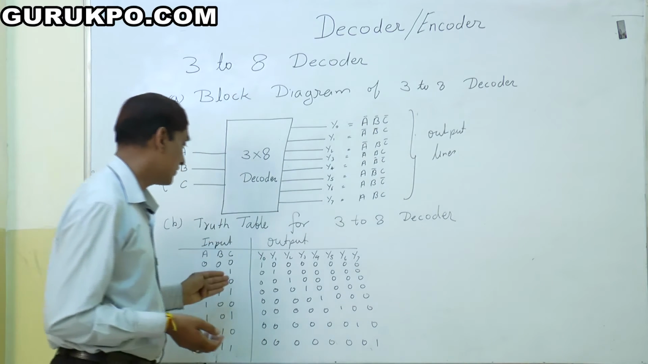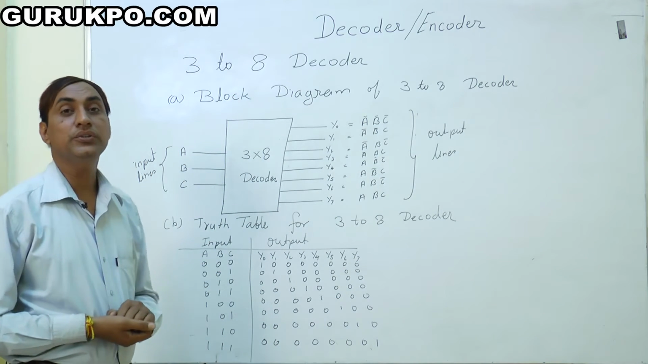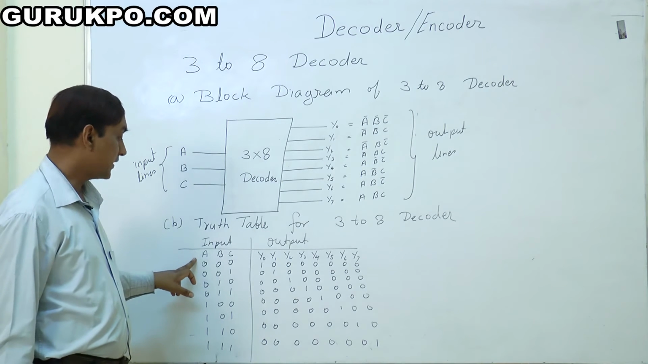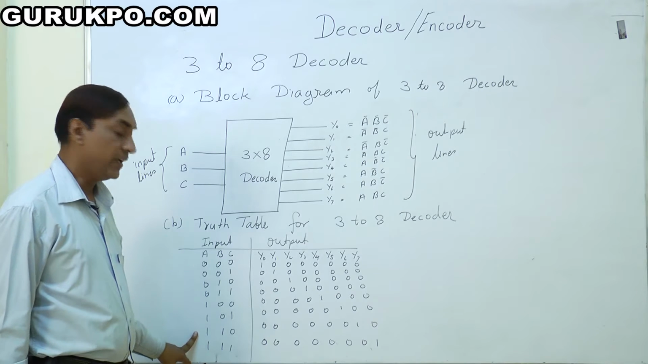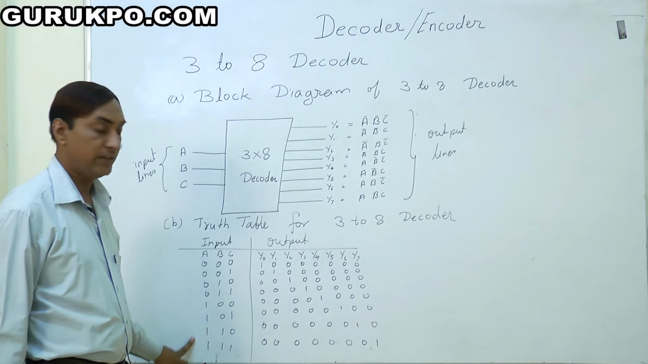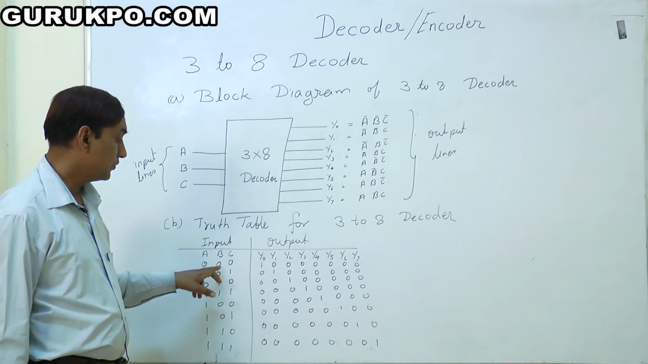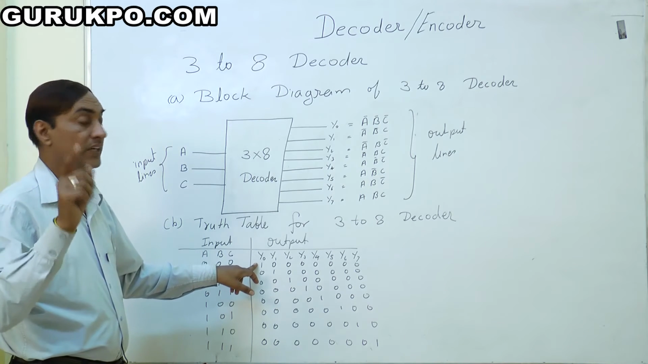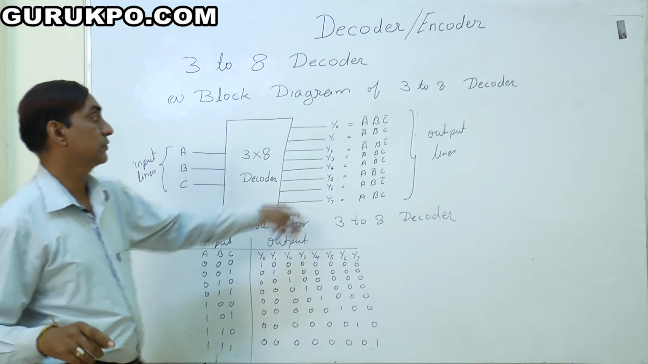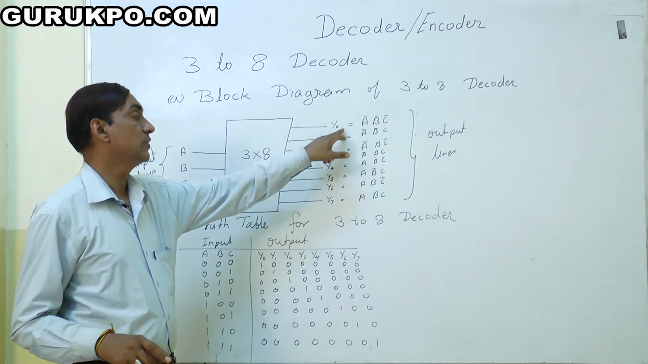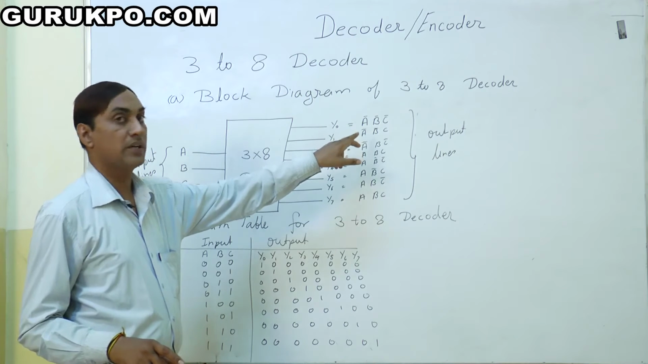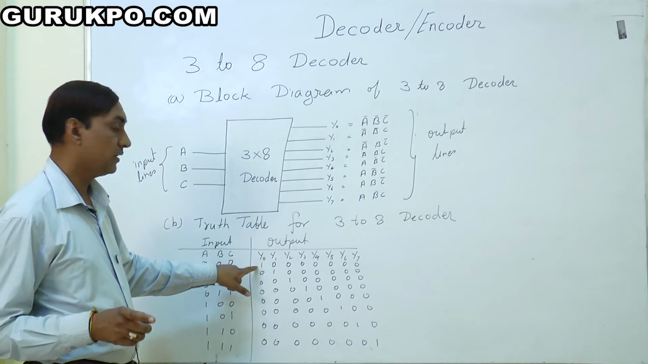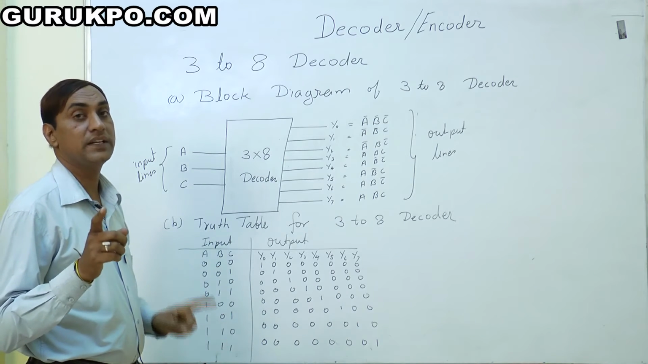And now we go for the truth table of the 3 to 8 decoder. Here these are the binary input lines. Here 0, 0, 0 means we select the line Y0, so Y0 is showing 1. So for Y0 we have A bar, B bar, C bar, which means 0, 0, 0. That's why we show the 1. It means the Y0 line is selected.